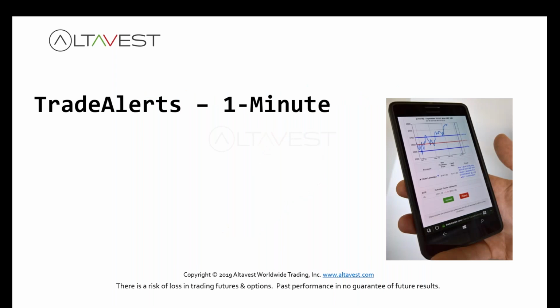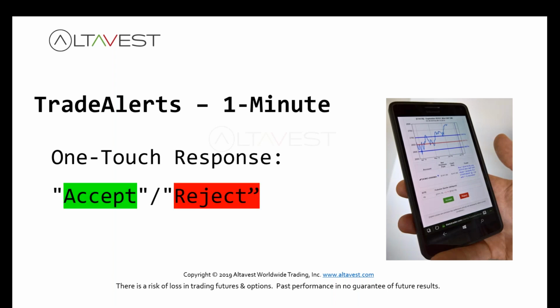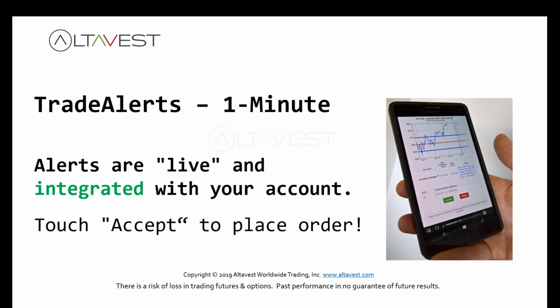We have trade alerts, and these are actually less than 1 minute. Let's just call it instant trade alerts. They're one-touch responsive. So you simply touch, accept, or reject on your smart device. That's all you have to do. Meaning the alerts are live and active and integrated with your trading account. So if you receive an alert, you want to place that order, you just touch accept. You don't have to log into some other platform and try to copy the alert down. And people tell us all the time how they make mistakes copying alerts, and it's a hassle and on and on.